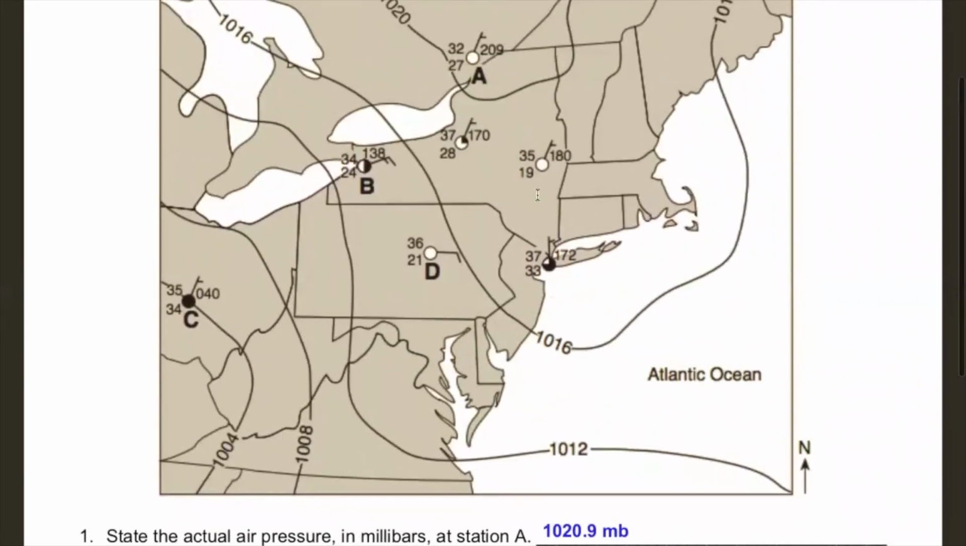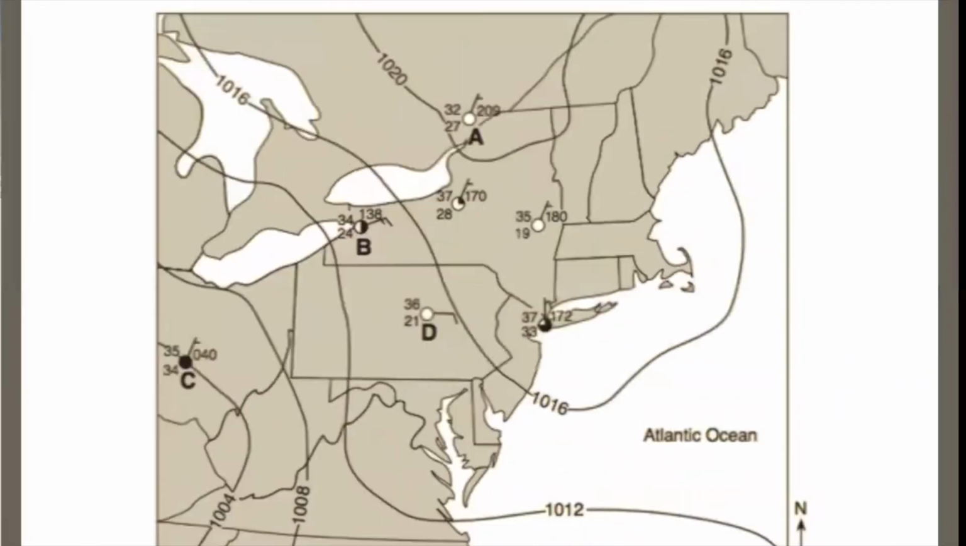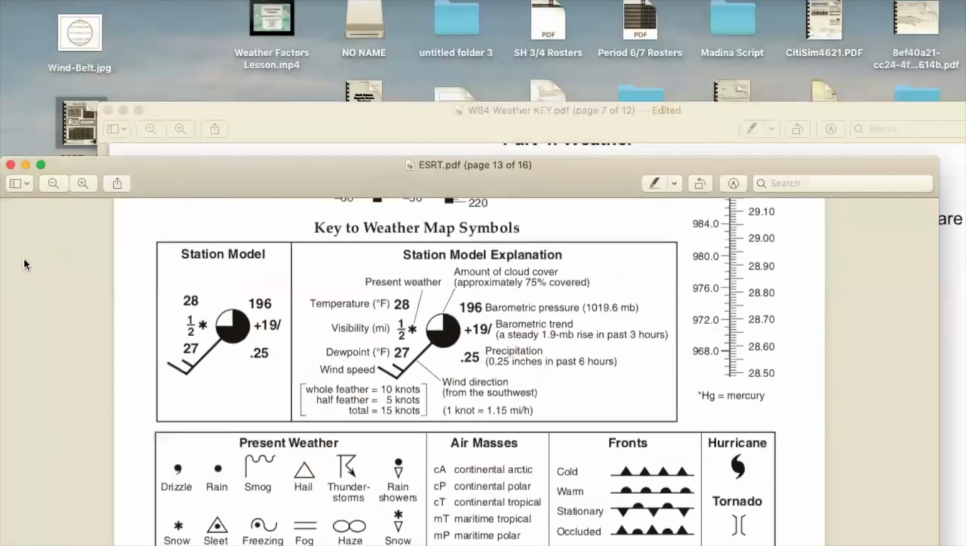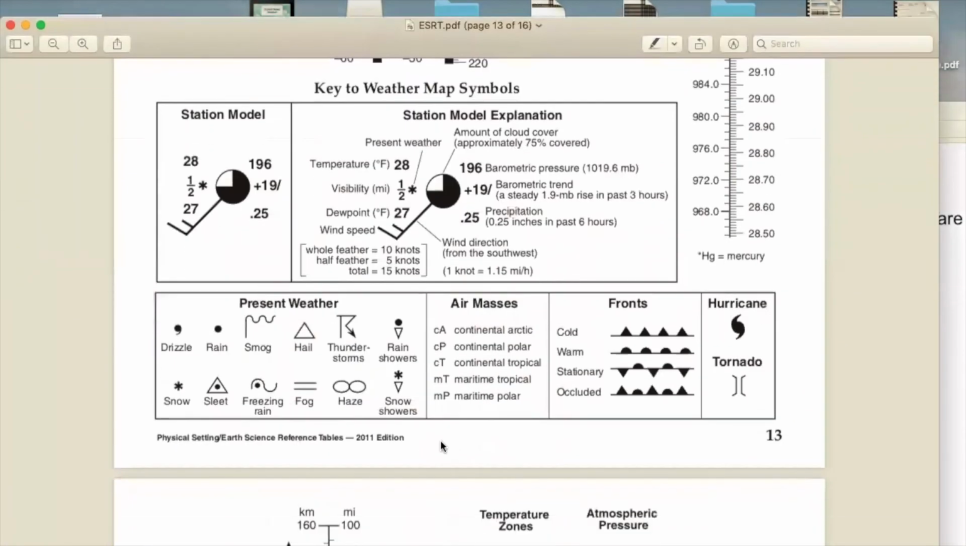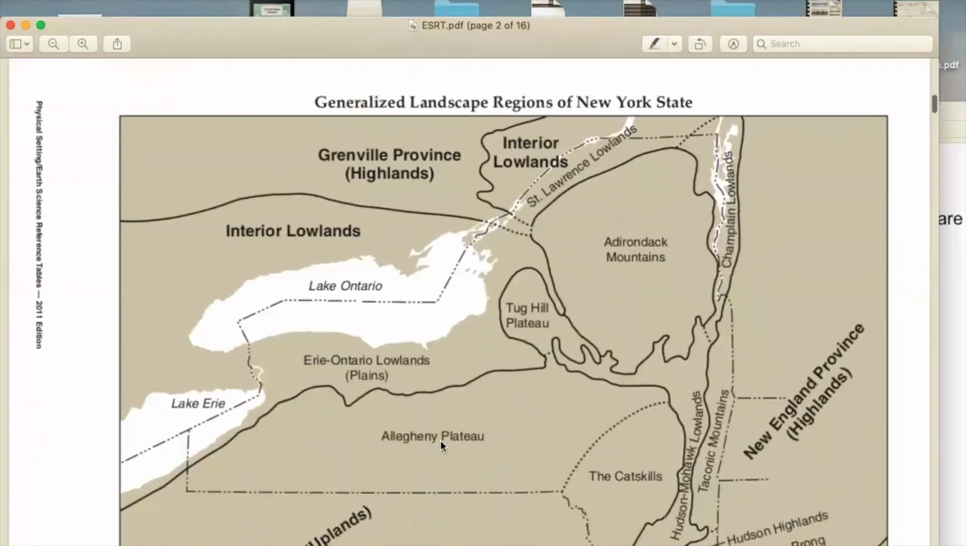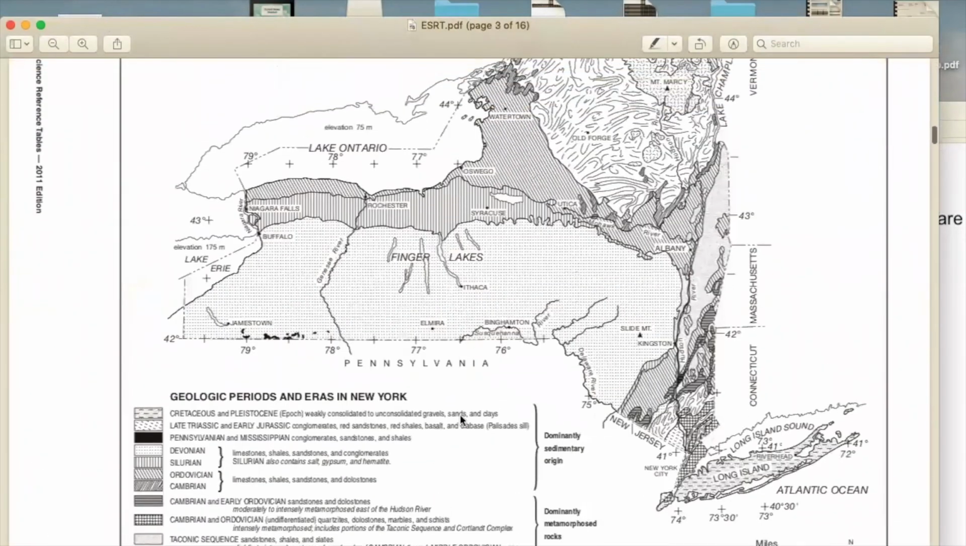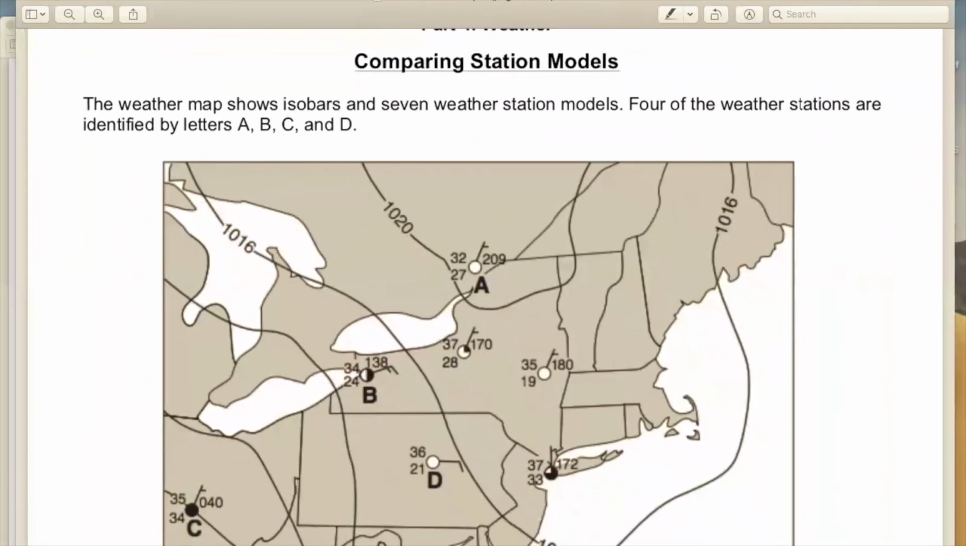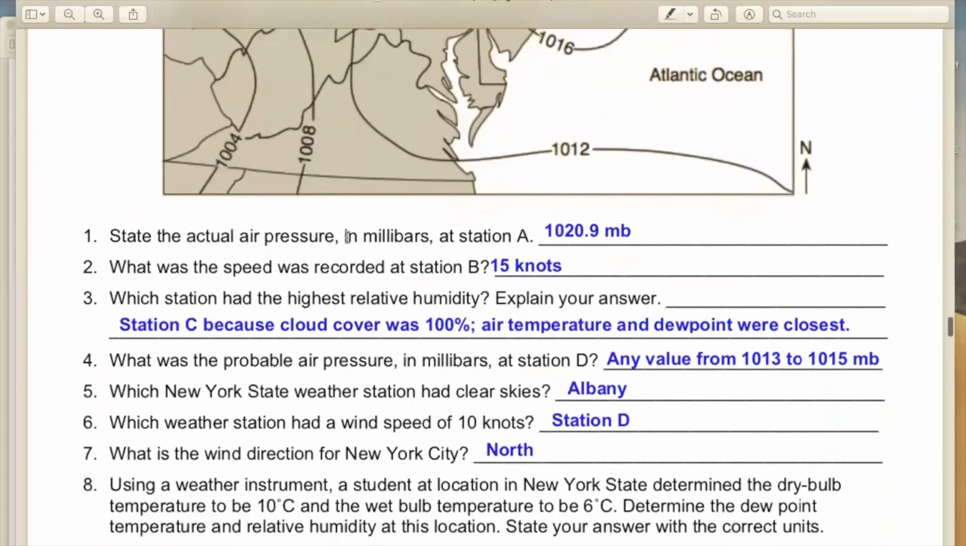Okay, which New York State weather station had clear skies? Okay, so New York State. So we're focused right here. That one's not in New York, by the way. Okay, New York, clear right here. Bam. How am I supposed to know where that is? It doesn't tell us. Well, you have an ESRT for that. I don't know what city's there, so I need to go look at my New York State map. Okay, over here, right there. Bam, Albany, right there. See how it matches up? So the answer is Albany.